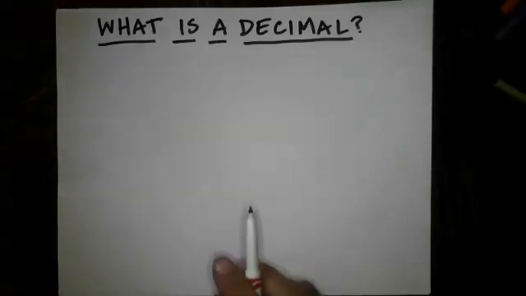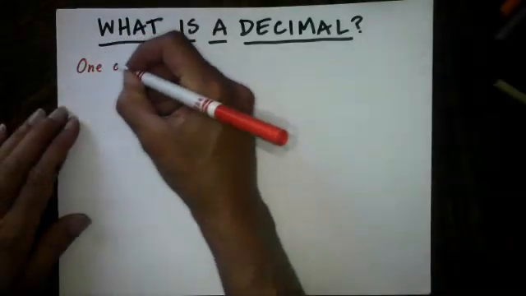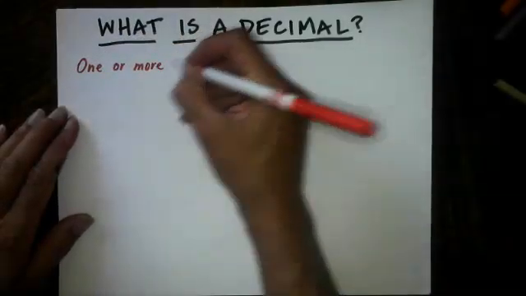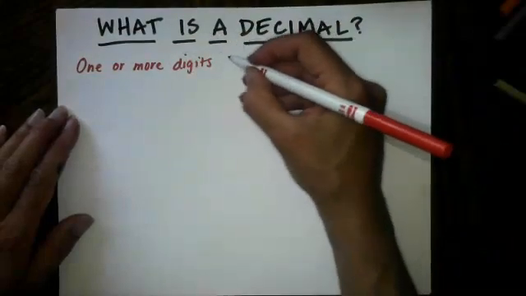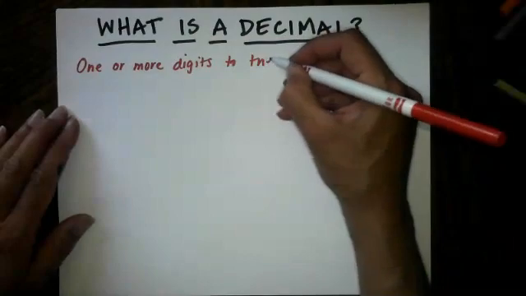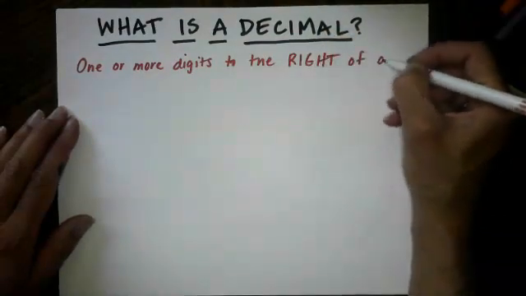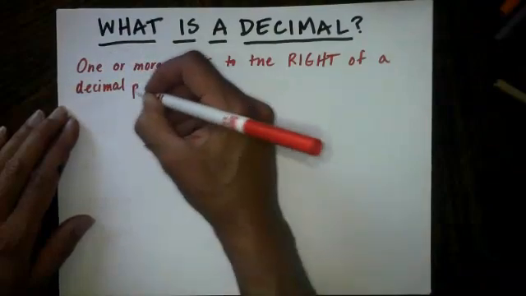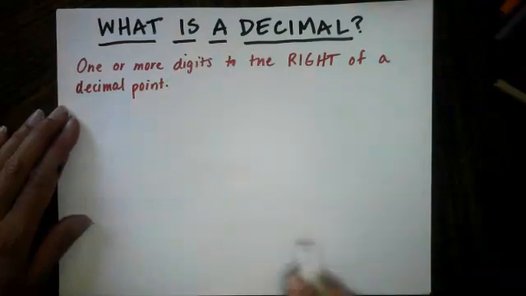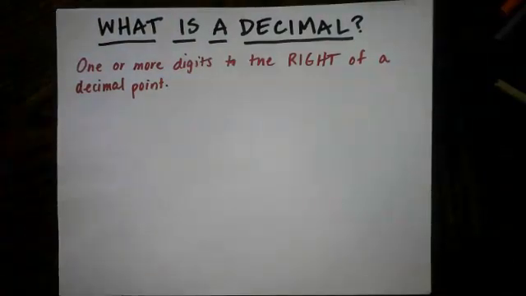And let's start by defining a decimal. It is one or more digits to the right of a decimal point. Okay, so keeping that in mind, that a decimal is one or more digits to the right of a decimal point, let's talk about what a place value chart is.